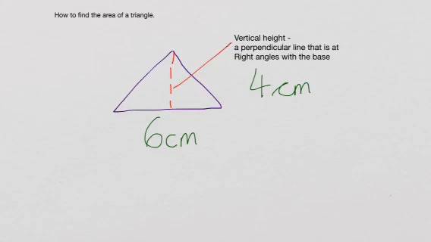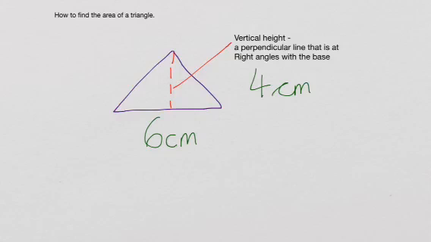Next we'll look at how to find the area of a triangle. Again, the triangle is drawn roughly, and this time we have a 6 centimetre base, which is this line here, and these lines here are not marked with a length, because when we are working out the area of a triangle we need the base and the vertical height.